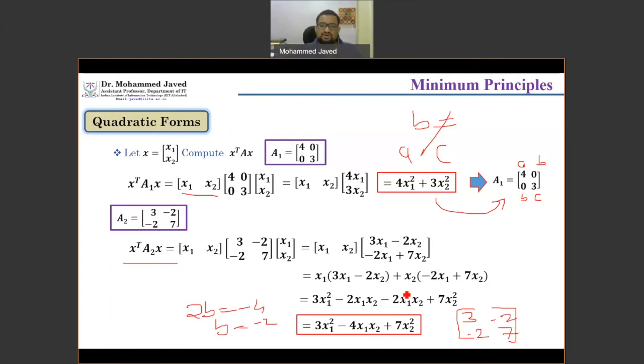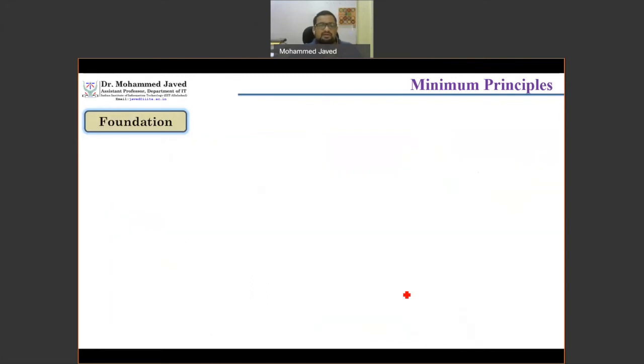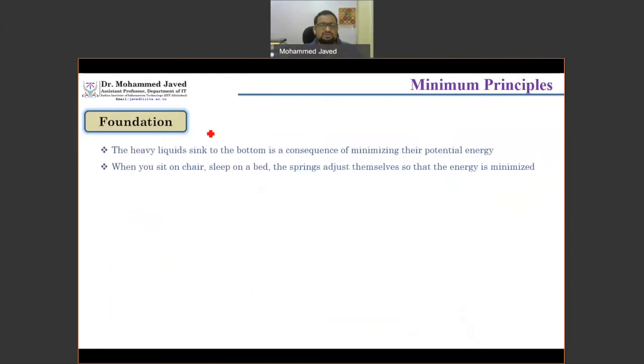Okay, so this is the quadratic form, right? So now let us come to the minimum principle. The minimum principle is a very interesting concept in machine learning or in any optimization problems. Heavy liquids sinking to the bottom is a consequence of minimizing their potential energy. Okay, so this happens, right?